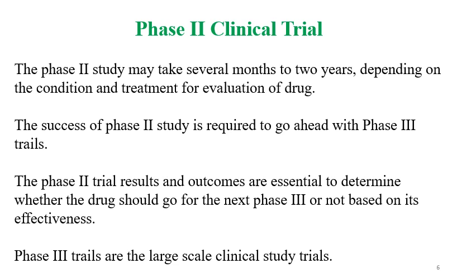If the molecule succeeds in the phase 2 trials, then the study will be continued and it will move to the next phase, that is the phase 3 clinical trial. The phase 2 trial results and outcomes are essential to determine whether the drug will go for the next phase 3 or not, based on its effectiveness during the phase 2 studies. And generally phase 3 studies are performed as large scale clinical trials. So from phase 1, phase 2, phase 3, the drug will be assessed for its safety and effectiveness. And this is the main aim of the clinical trials.